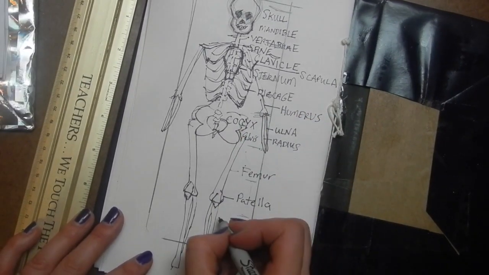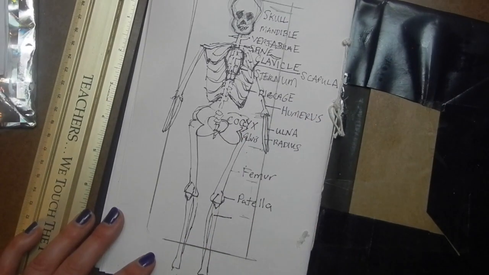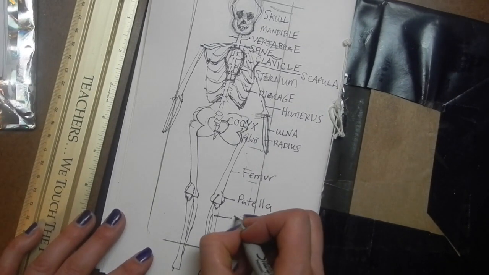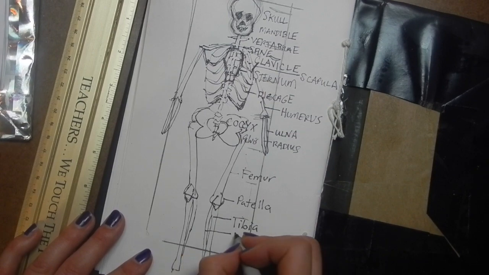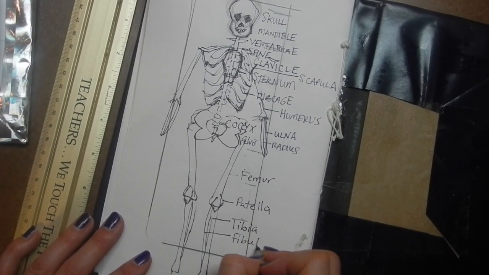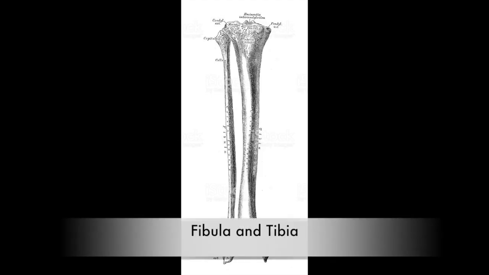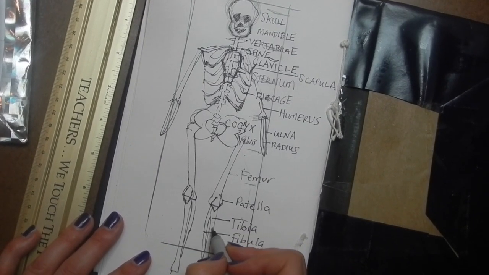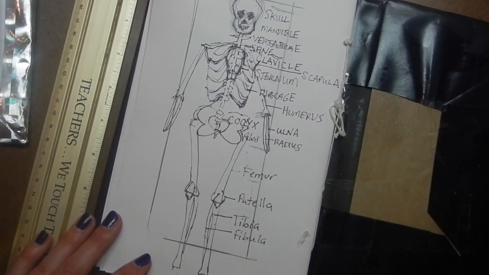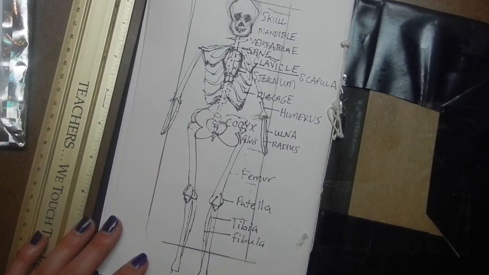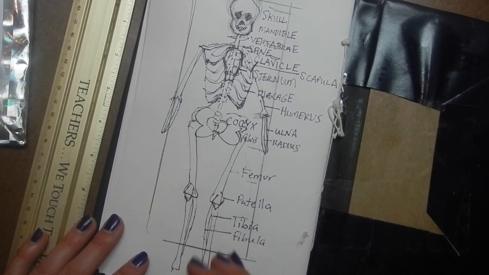Okay. So the bone in the front is the tibia, and the bone in the back is the fibula. There are 2 bones in this second part of the leg, just like there are 2 bones in the second part of the arms. And then lastly, we need to do our hands and our feet.